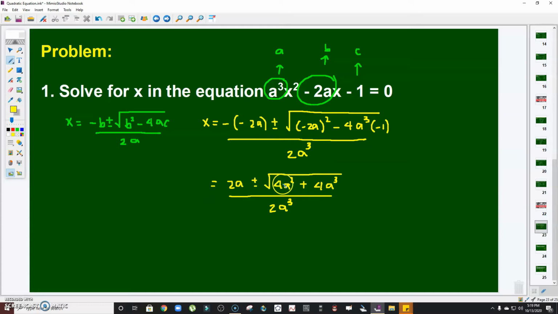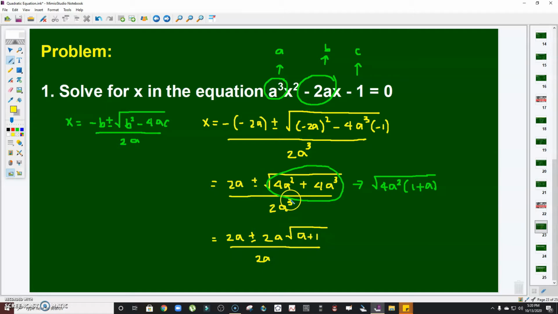Now, notice the expression inside the radical can be simplified. We can actually factor out 4a squared. So, what will be left here is 1 plus a. See that? Therefore, we can simplify this. That is 2a plus minus the square root of 4a squared, that's a perfect square. So that will become 2a square root of a plus 1, all over 2a cubed.